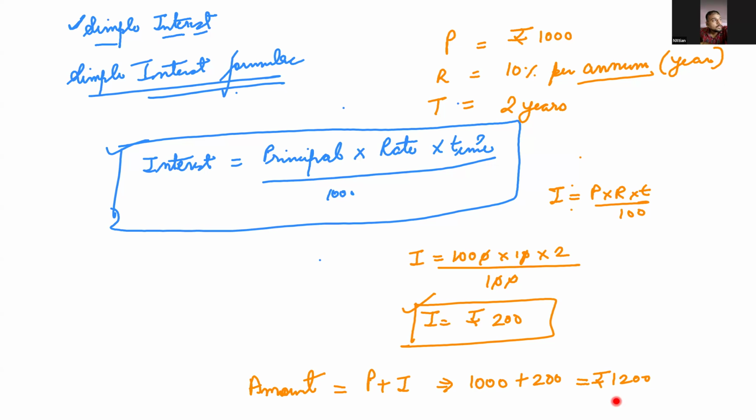Sir, what is the R equals 10 percentage per? What is that word? Per annum, ANNUM, which is year. Like for 1 year, it's going to be 10%.